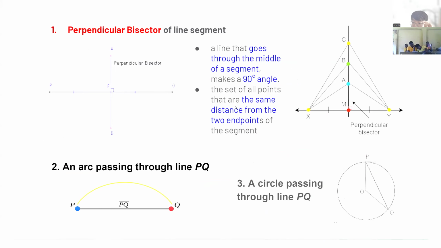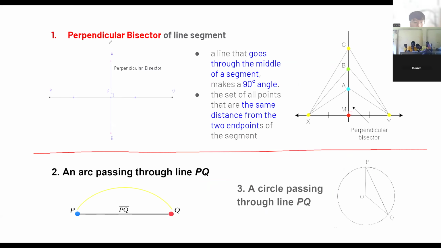Can everyone see this? Yes, okay. So the first slide up on top is called the perpendicular bisector of the line segment. Here you can see that this line, AB, is 90 degrees from PQ. This is 90 degrees, that's perpendicular. And it divides PQ into two equal lengths.